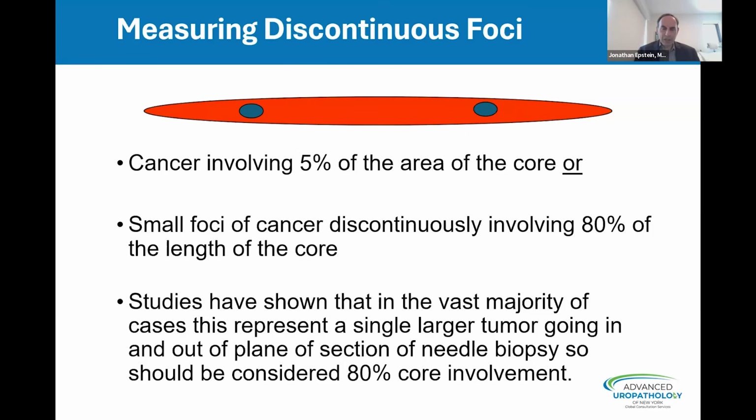We've done studies, and other studies have shown that in the majority of cases, when you see something like this, 2 spots of cancer separated by a lot of benign tissue, and you look at the whole prostate in that setting, it's one big tumor, and the needle biopsy has just sampled areas where there's cancer, separated by benign tissue, but overall it's a bigger tumor. So based on that, the way I report these findings is that this is 80% of the length of cancer, not 5% of the total area.